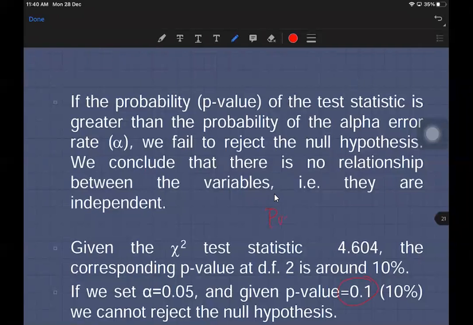So the p-value 0.1 is greater than alpha 0.05. That's why the decision is not to reject the null hypothesis. Okay, so do not reject the null hypothesis. We cannot reject the null hypothesis.